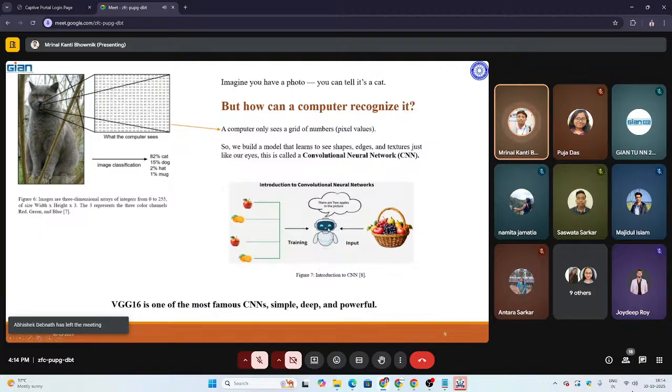Here we are training a model for classification, giving different labels, like which are oranges and which are apples. If we give the input, it can easily classify that there are 2 apples in the picture. VGG16 is one of the most famous convolutional neural networks, and it is simple, deep, and powerful.